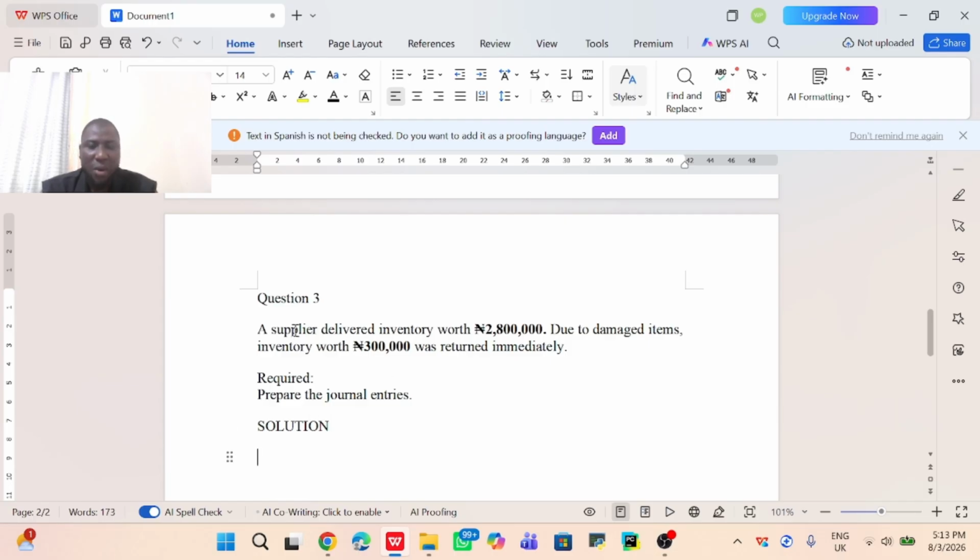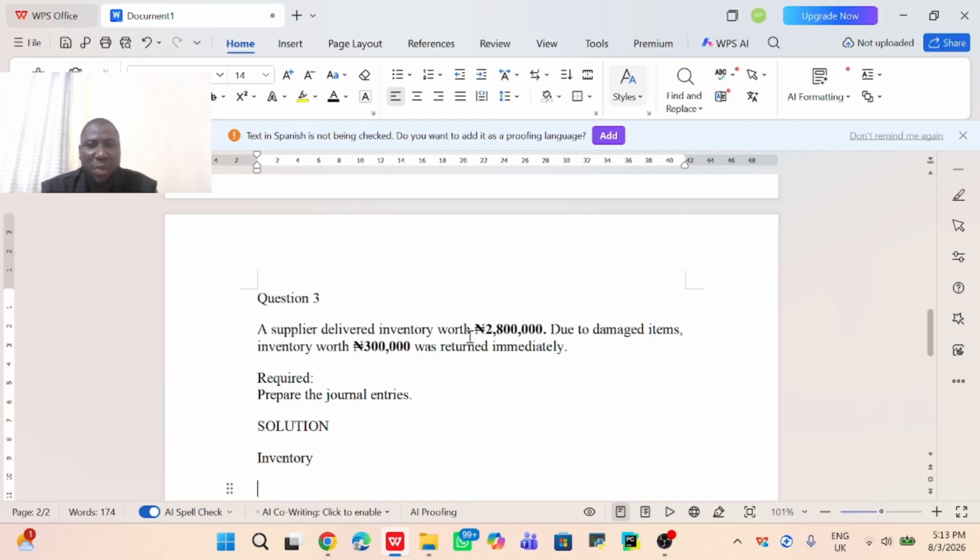Now, our first step, let's identify the account to be recorded. We have inventory. We have to record our inventory first. Inventory. What account do we have to record again after inventory?